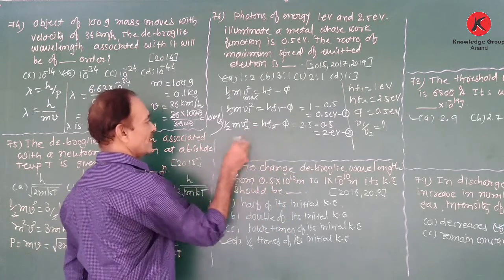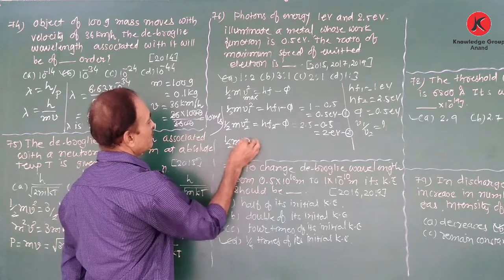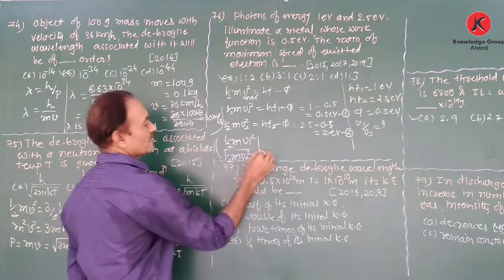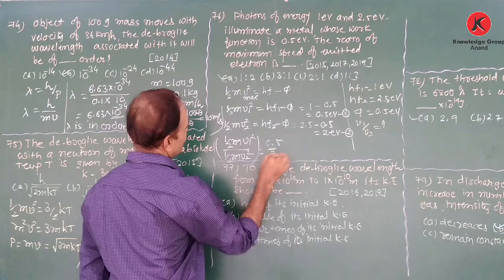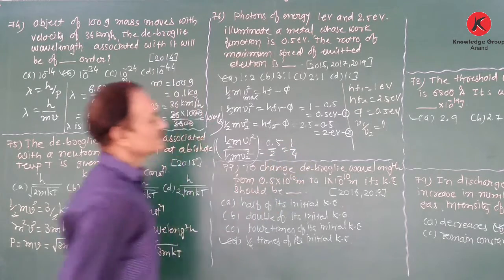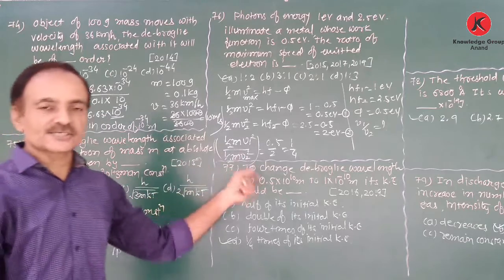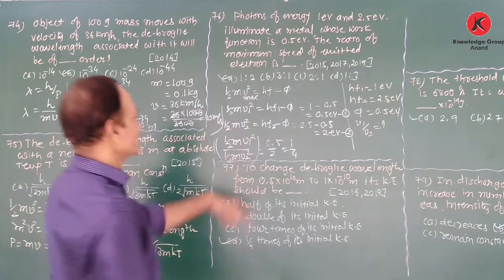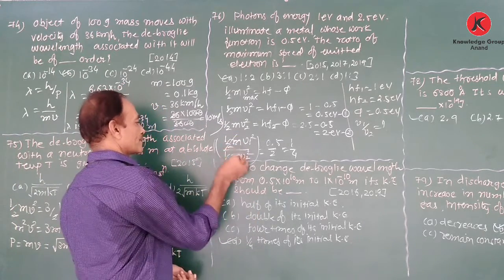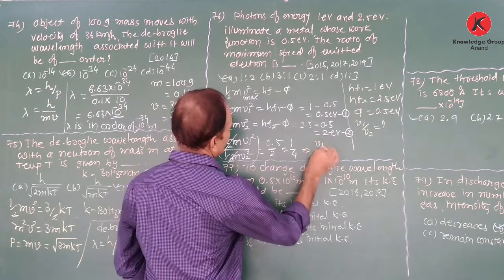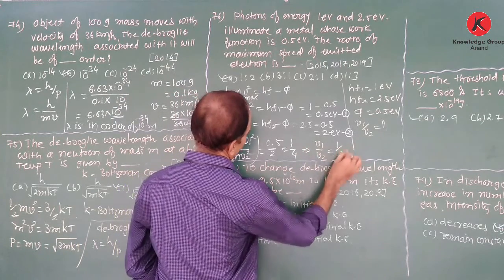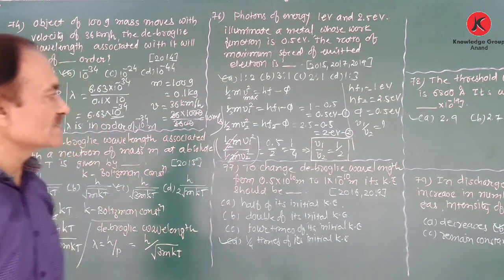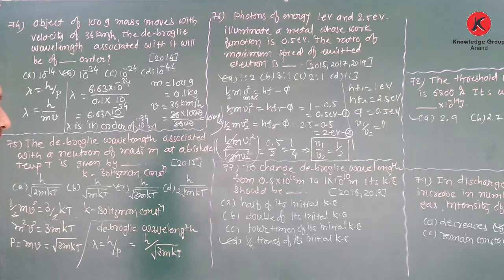Taking the ratio of equation 1 and 2, therefore half m v1 square upon half m v2 square is equal to 0.5 upon 2, which is equal to 1 by 4. So that is the ratio of maximum kinetic energy. We require the ratio of maximum speed, therefore taking the square root on both sides, v1 upon v2 is equal to 1 by 2. The ratio of the maximum speed is 1 by 2. Clear?